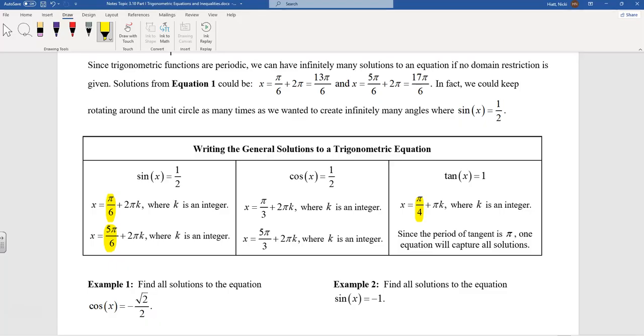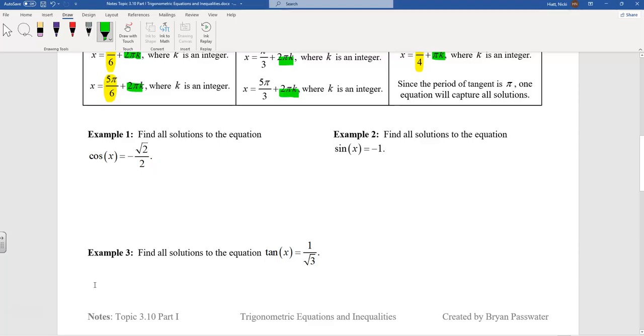Because, excuse me, what's the period for tangent? It's just pi, right? So you really don't want to look from negative pi over 2 to pi over 2, because tangent already repeats on the unit circle. And then notice right here, for these we've got plus 2 pi k, because 2 pi is my period. Tangent only has pi k, because the period of tangent is pi for that.